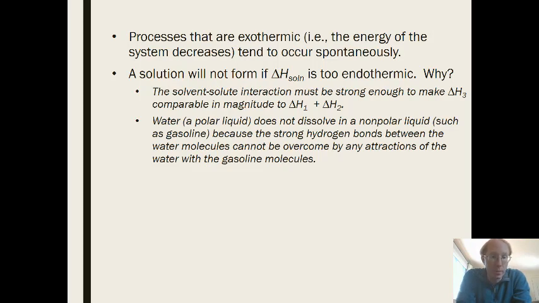Oil and water don't mix because it's a polar water and a nonpolar oil. And any water-oil IMFs are not very strong at all. And that's a dipole, induced dipole intermolecular force, and there's not enough energy released from that to break your initial solvent-solvent intermolecular forces.